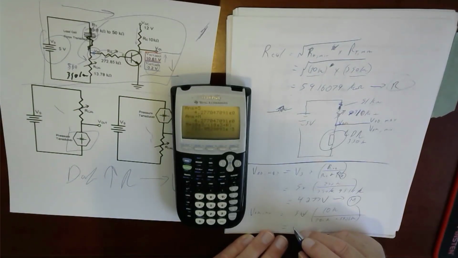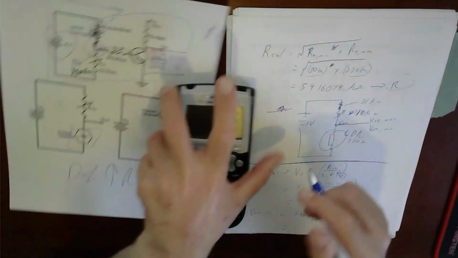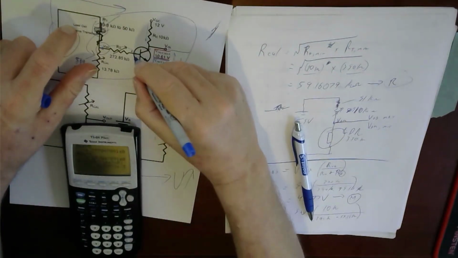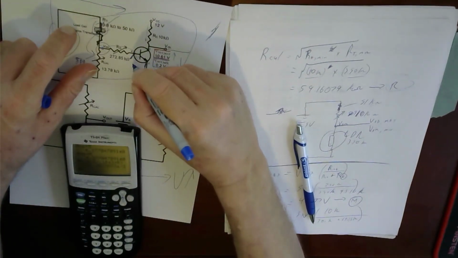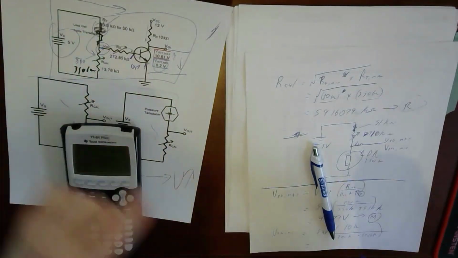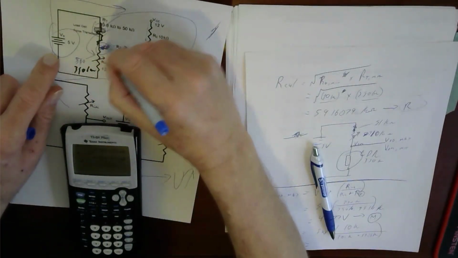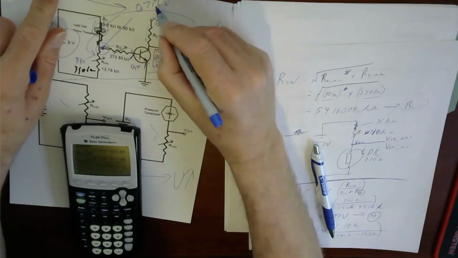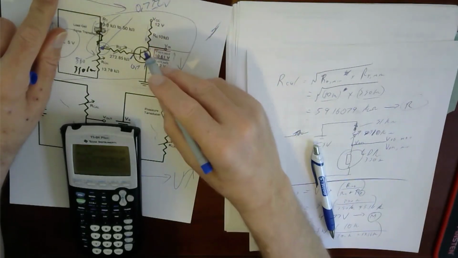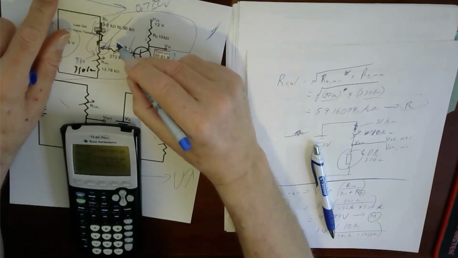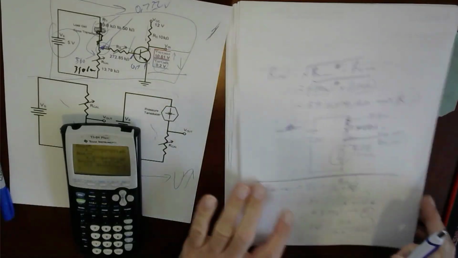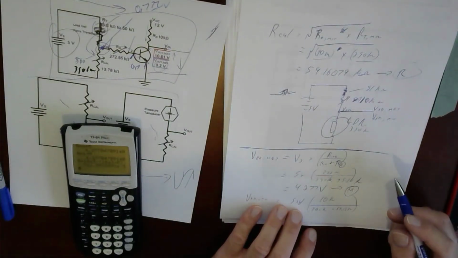I might even have a problem with that. Because right here I need at least 0.7 volts. But the voltage here that I've calculated is 0.722 volts. So I've got 22 millivolts to work with. The voltage drop across that is going to be 22 millivolts. So let's just see what we can do. Let's roll with that.